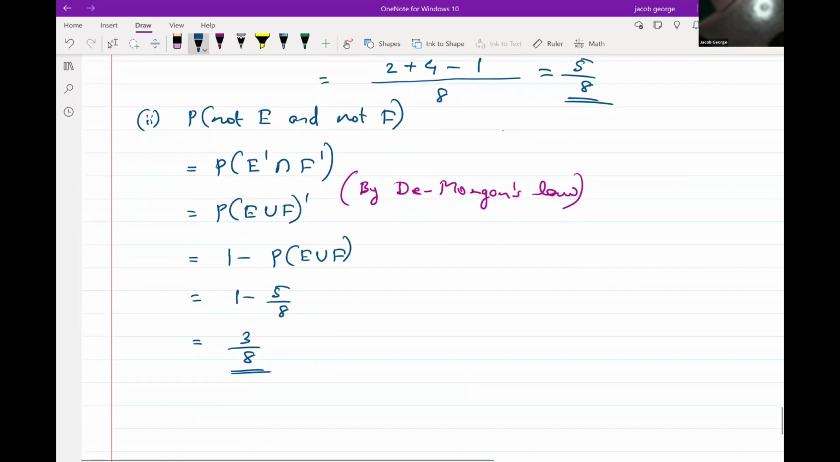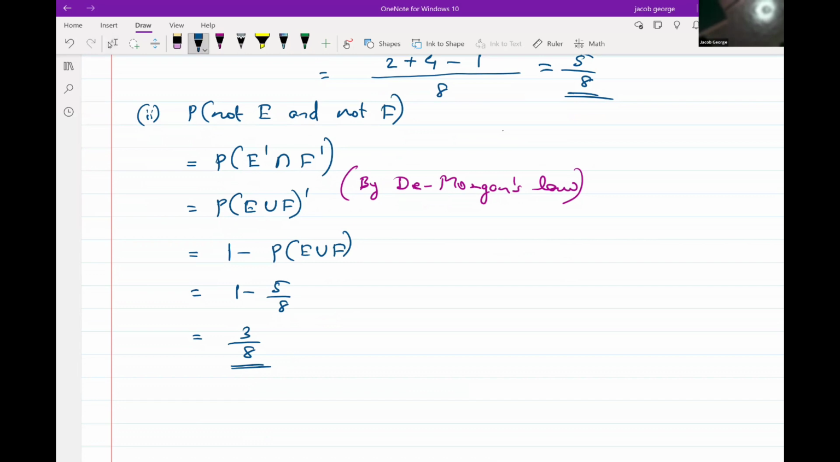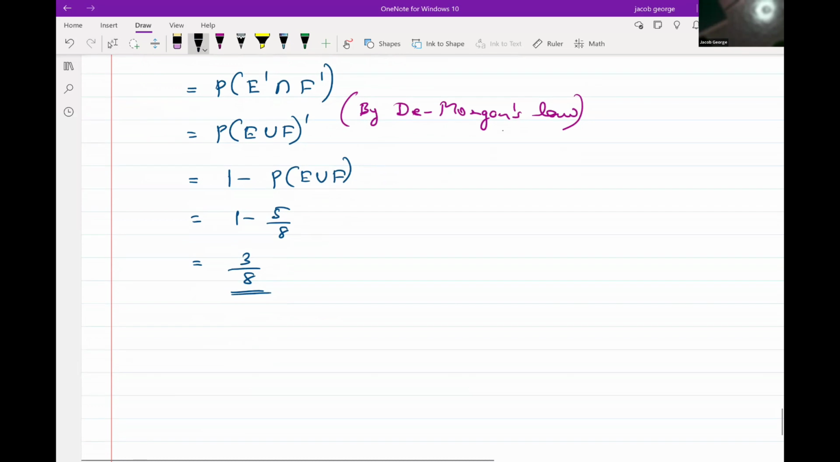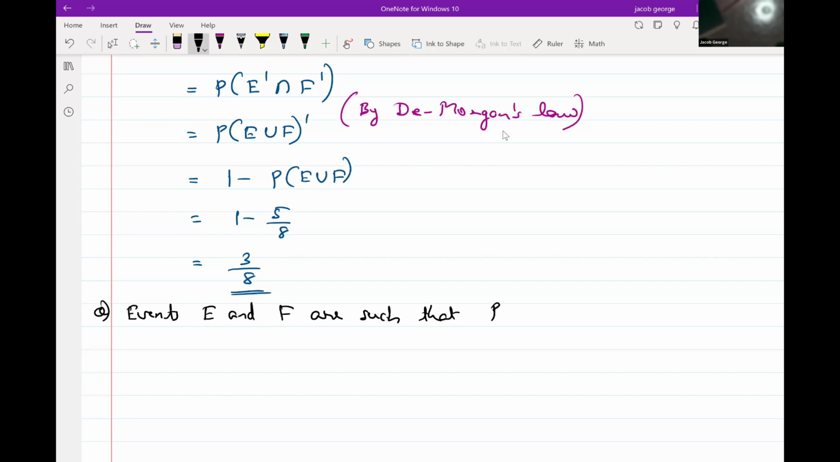Okay, next sum. Events E and F are such that P of not E or not F is equal to 0.25. State whether E and F are mutually exclusive.